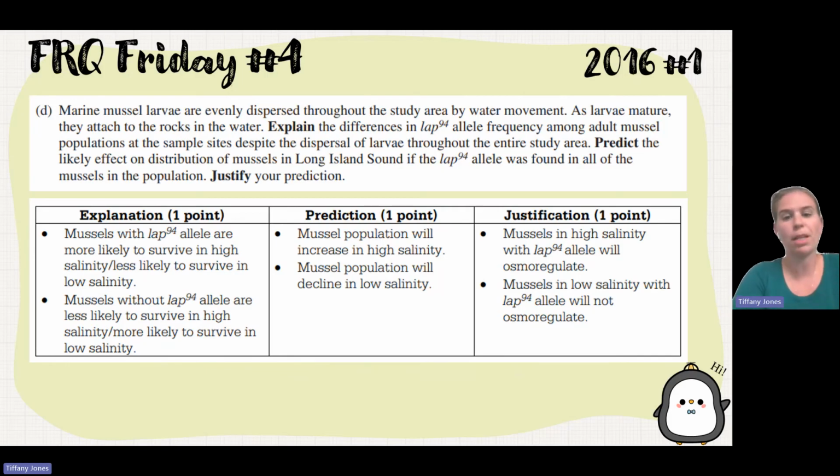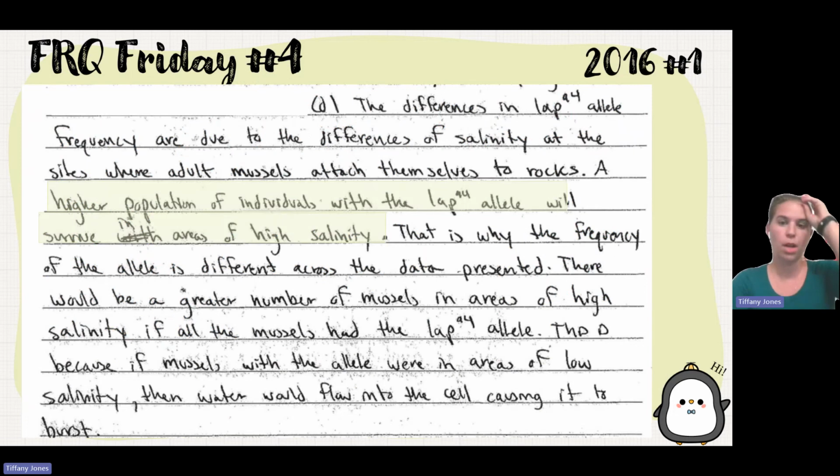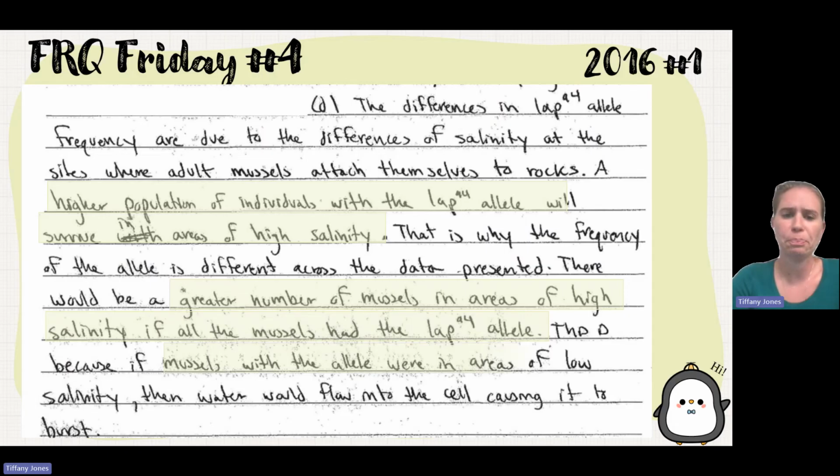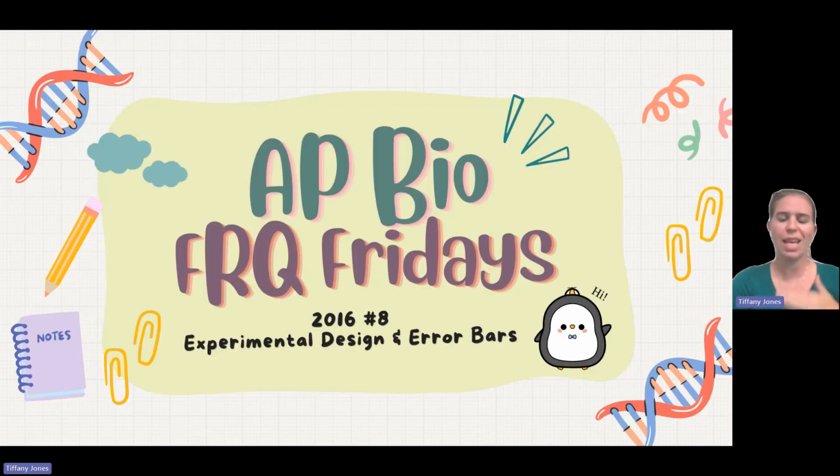Predicting, we're going to see that mussel populations will increase in that high salinity area, or the mussel population will decrease in that low salinity area because of the fact that they have the higher amount. So they're going to be able to survive in that high salinity area. And so those ones will be able to osmoregulate. So the person talked about how the higher populations of individuals would then survive in those areas of high salinity. They talk about greater numbers of mussels in the areas of high salinity would then, of course, have that lap allele. And so that brings us to the end of 2016, number 1.